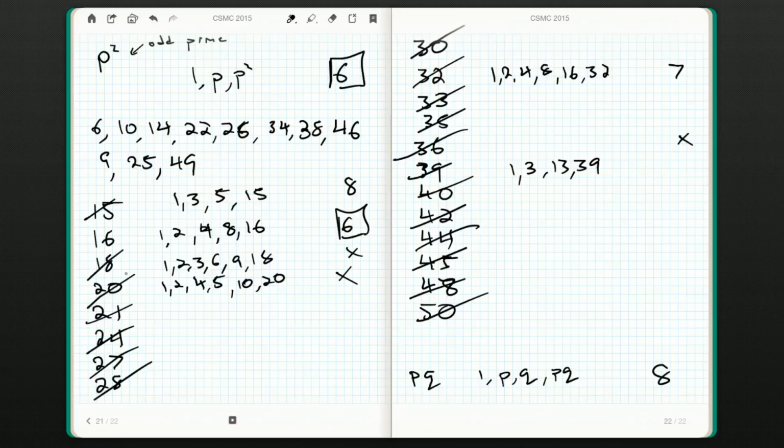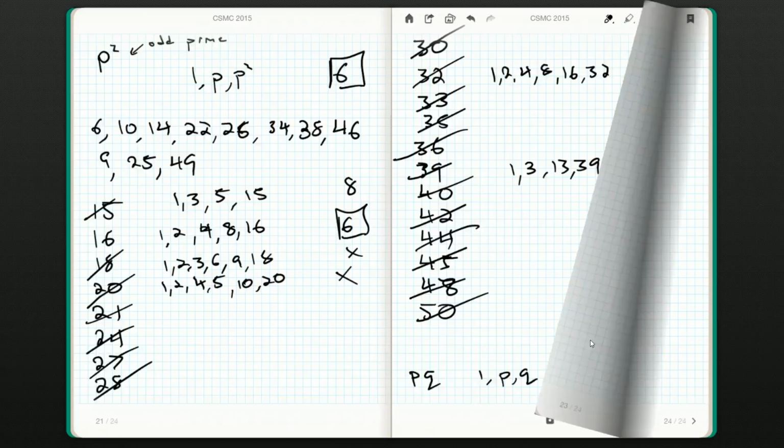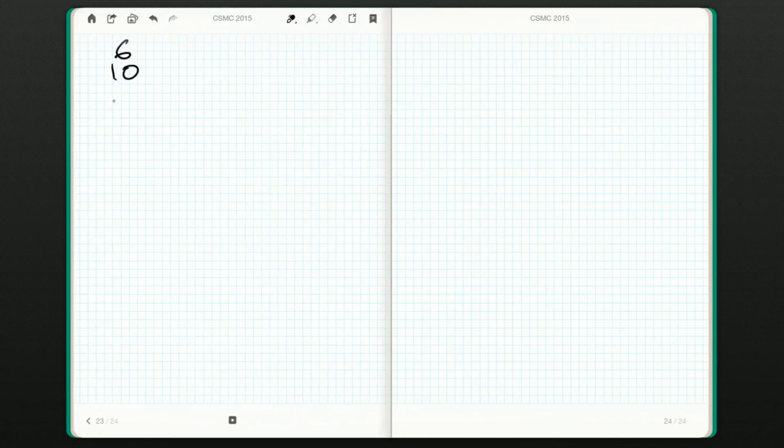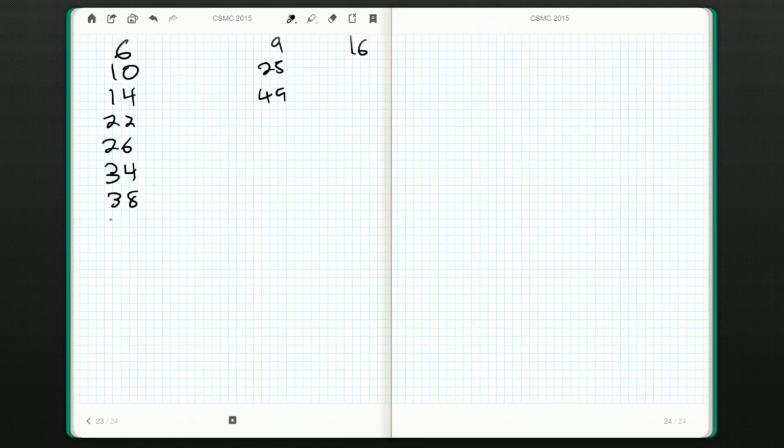So, turns out 6, we'll do a summary here. I'm actually kind of surprised that 16 worked. But, so what do we got? 6, 10, we also had 9, 25, 45 in that weird anomalous case of 16. That sort of came out of left field. 10, we had 14, 22, 26, 34, 38, 46. I don't think I'm missing any.